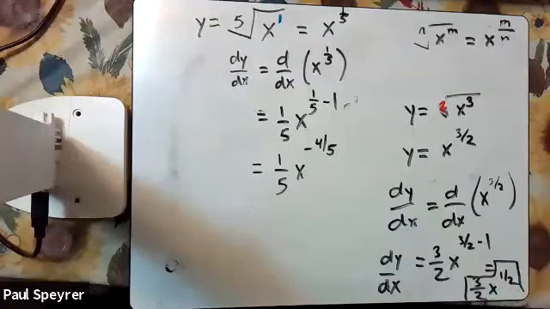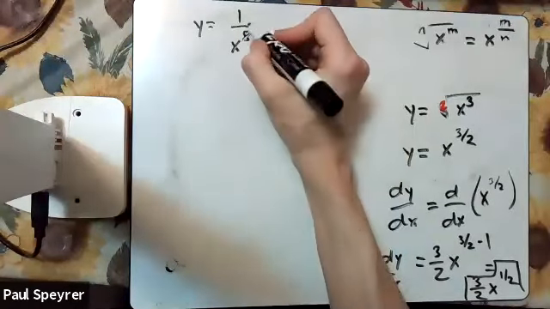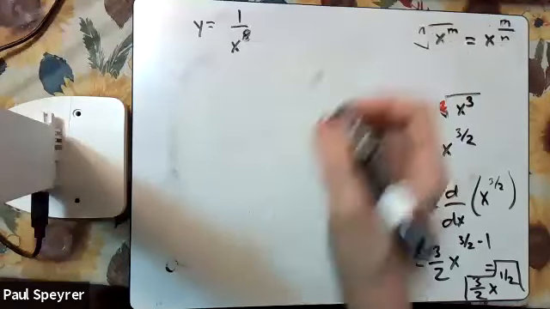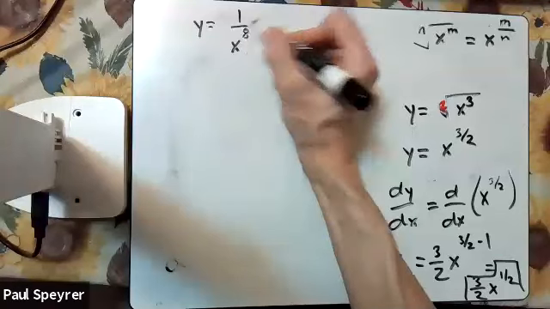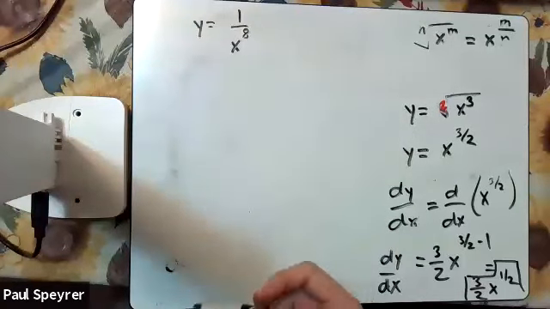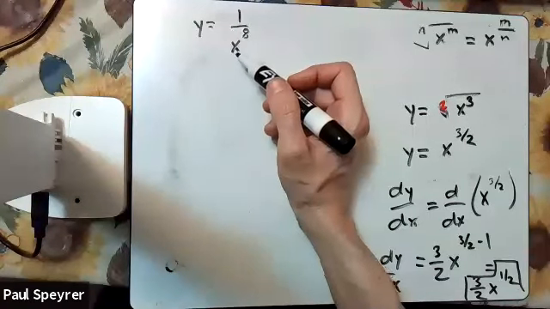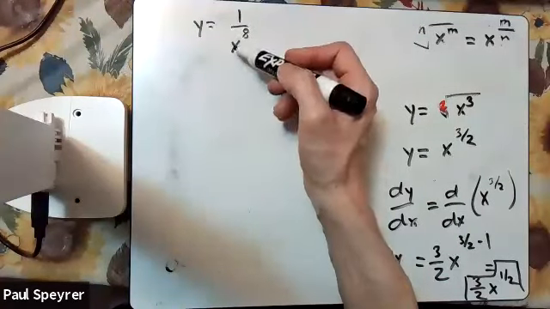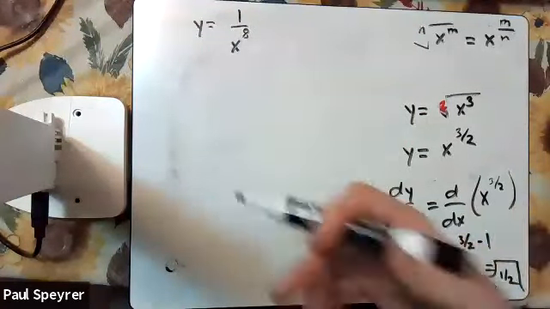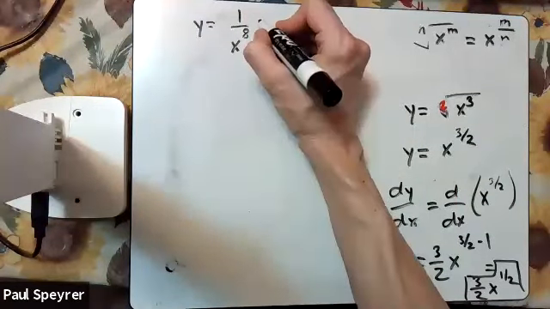Now, what if we had something like this, like y equals 1 over x to the 8th power? So remember, all we know is the power rule, and that's about it, right? And the derivative of a constant. Well, we can't use the power rule on this just yet because it's not in that form x to something. It's 1 over x to some power. So we have to manipulate it a little bit. So we need to somehow get this x to the 8th to the top. Well, we can do that, right?